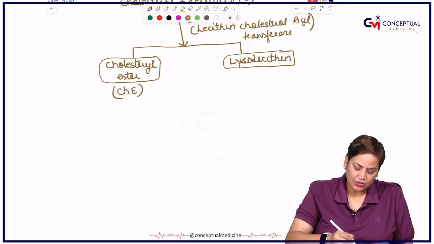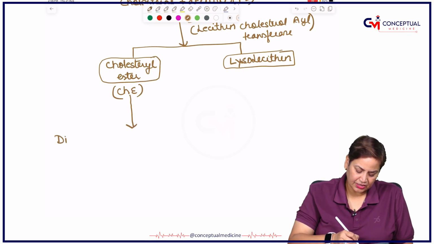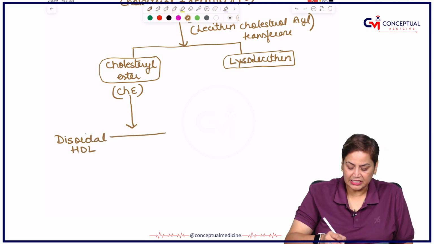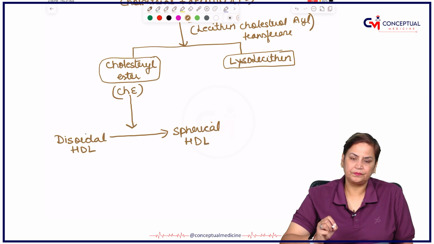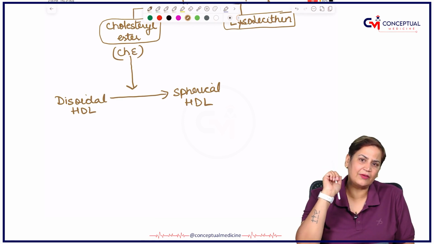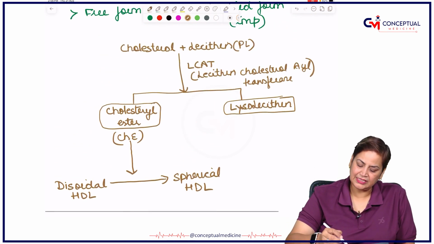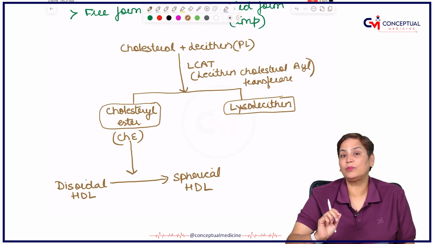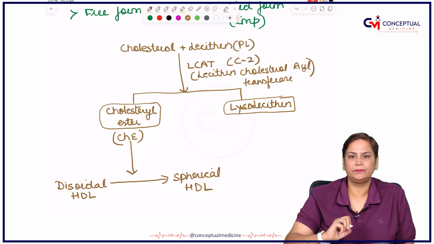And we can say that this cholesteryl ester is the form which can convert discoidal HDL to spherical HDL. Right? Because we have to change that amphipathic nature, because initially cholesterol is amphipathic, but we have to convert it into an esterified form so that it can be easily transported. Now the question is, for this enzyme, at what position is this acylation occurring? So it occurs at C2.